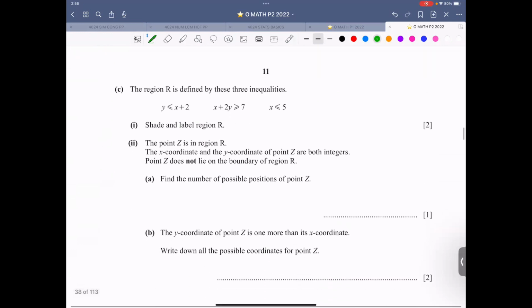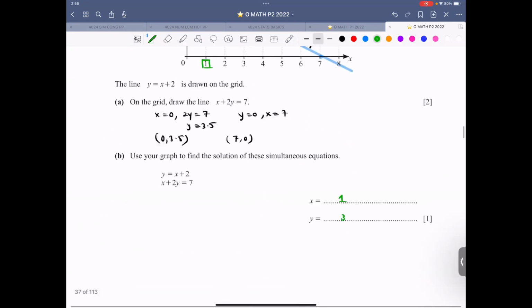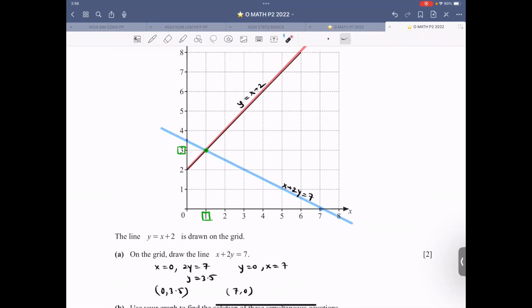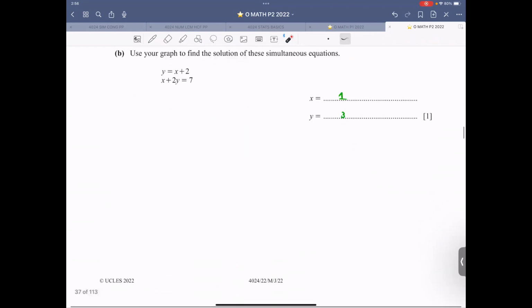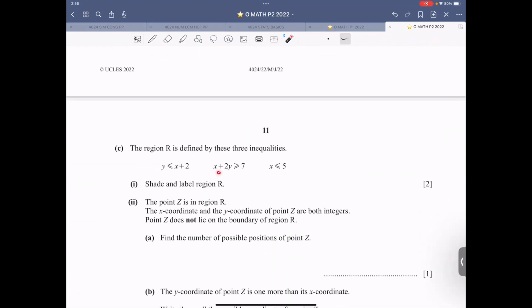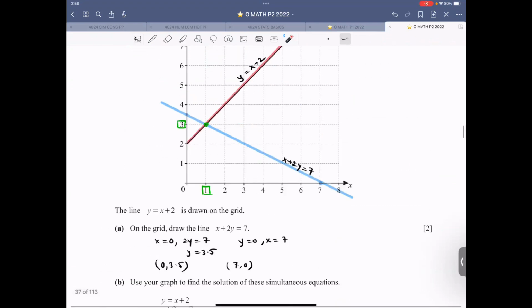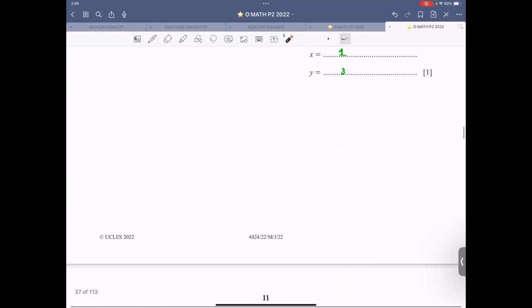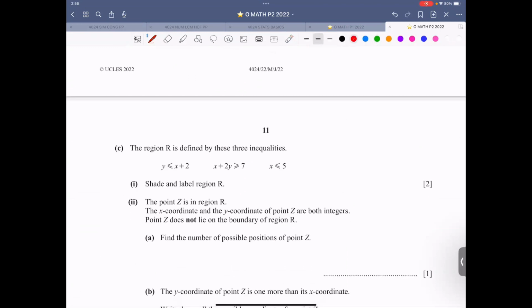Now the question further says the region R is defined by these 3 inequalities. That is, y is less than or equal to x plus 2. That means the region should be below this line, below the red line. x plus 2y is greater than or equal to 7. It should be above the blue line. So let me write over here, this is below red, above blue.